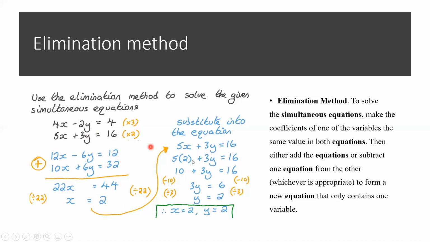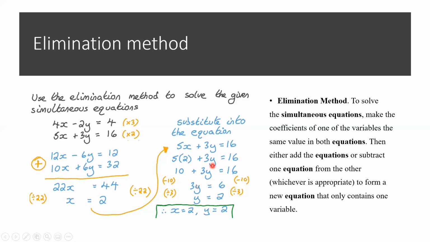Okay, so let's look at this. 5x plus 3y equals 16, right? So using this x in this. Now, as you can see here, 5 times 2. Why? Because I know what the value of x is. I'm not going to say 5x again, because I know what it is. It's 2. So 5x means 5 times 2 plus 3y equals 16. 5 times 2 is 10 plus 3y equals 16, right?